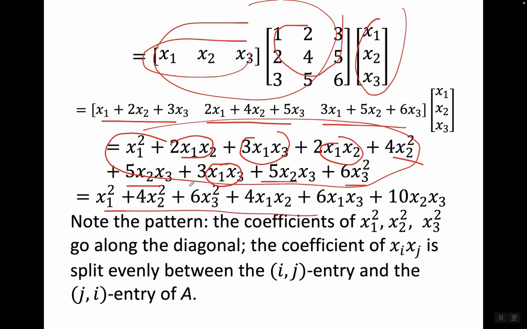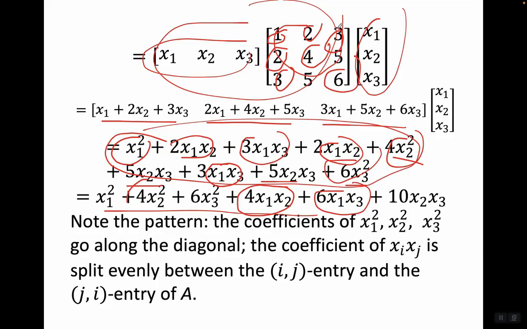Note the pattern. The coefficients of x1 squared, x2 squared, and x3 squared go along the diagonal. So there's the coefficient of x1 squared. Here's the coefficient of x2 squared, that's going to be a 4, and the coefficient of x3 squared, that's just going to be a 6. That corresponds to this. The coefficient of x sub i, x sub j is split evenly between the ij entry and the ji entry of A. So in the end, we end up with, say, 4x1x2, that's split between the 2 and the 2. And the 6x1x3, that's split between the 3 and the 3. And that's because it's a symmetric matrix.